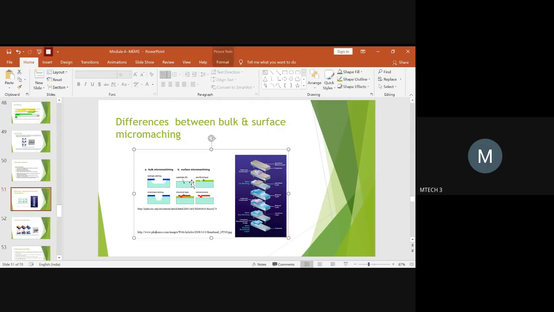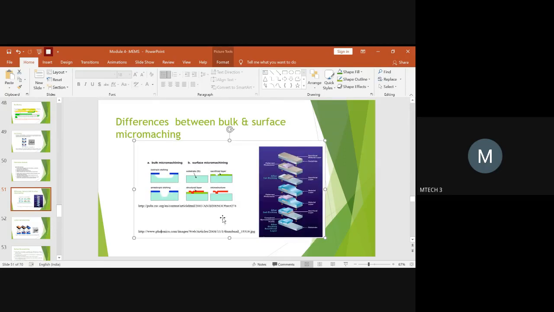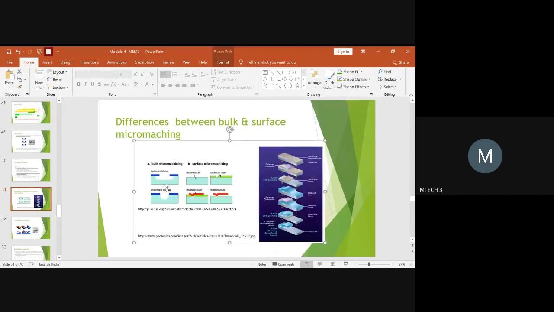Okay, I can just show you a difference between bulk machining and surface machining. Before I tell you, can you see this diagram and let me know what is the difference? I've explained both bulk machining and surface machining. What are you understanding here by looking at the diagram? Can anyone see and let me know? It is clearly understandable. You should be able to tell me the difference if you have understood the concept.